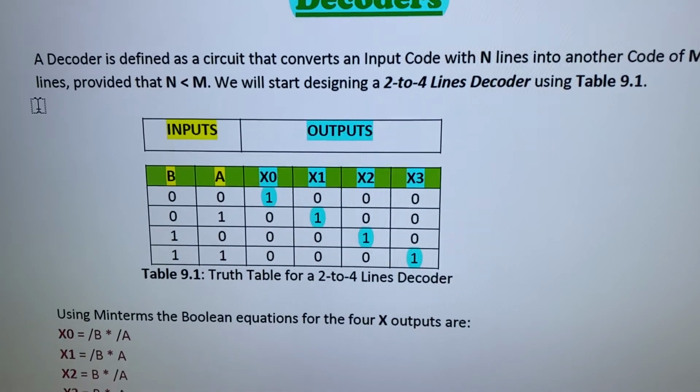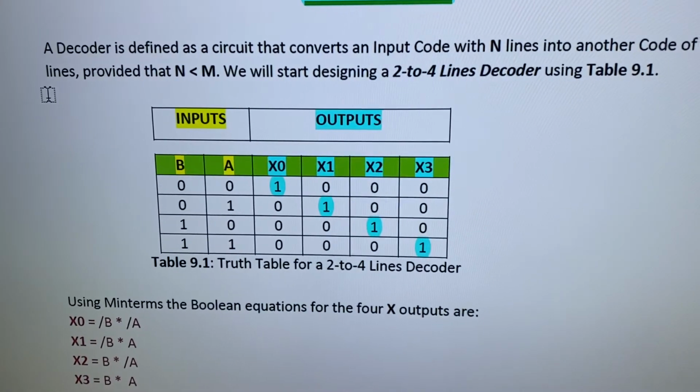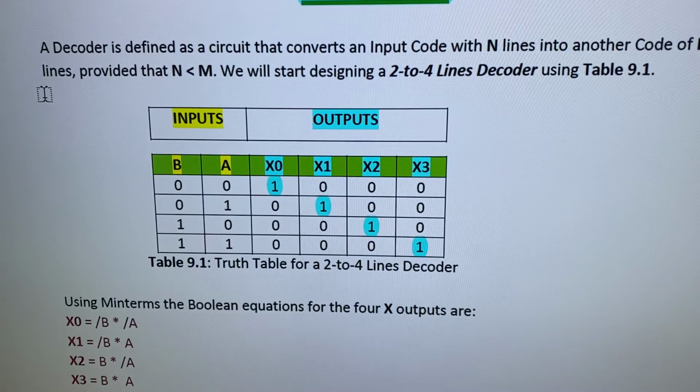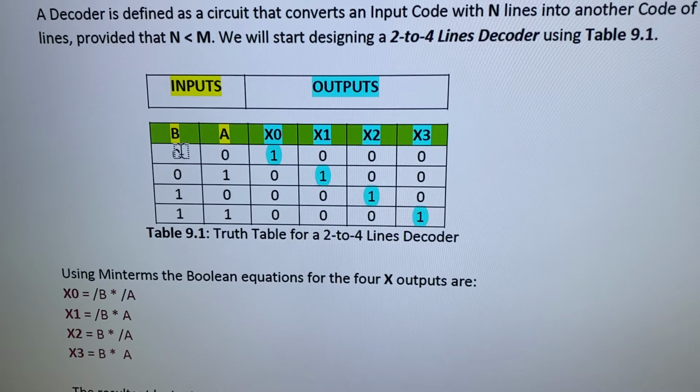So a decoder is defined as a circuit that converts an input code with n lines into another code of m lines, provided that n is less than m. So we will start designing a 2 to 4 line decoder using table 1. In this table you can see that we have 2 inputs, 4 outputs, and the inputs are called A and B. The outputs are called x0, x1, x2, and x3.